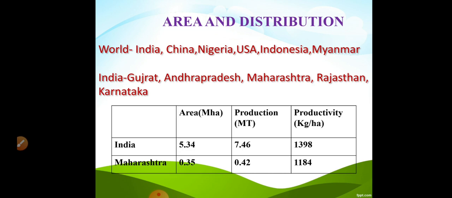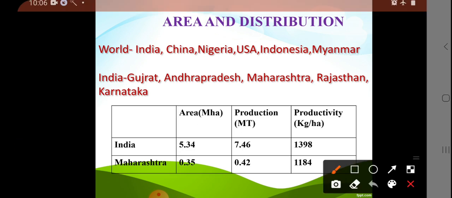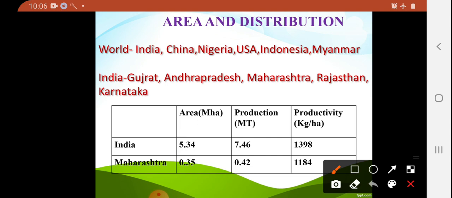If we think about India, Gujarat, Andhra Pradesh, Maharashtra, Rajasthan, Karnataka, these are leading states where this groundnut crop is cultivated on more area, and we get more production from this crop. And here you can see in this table the area, production, and productivity statistical data of India and Maharashtra. I have given it here. This is old, previous year data.